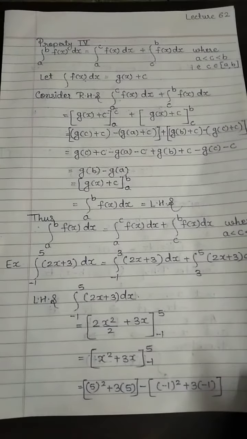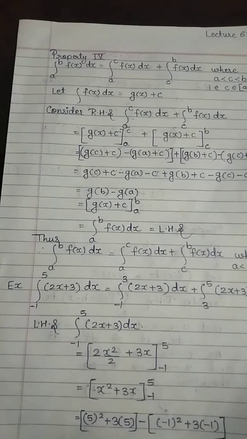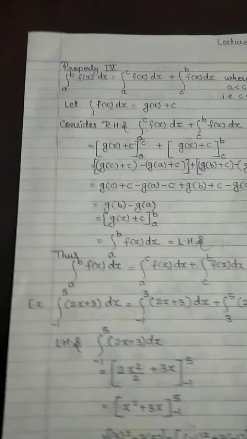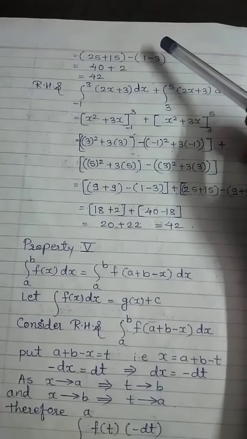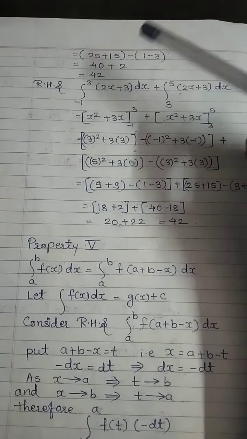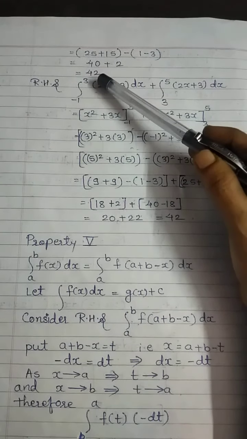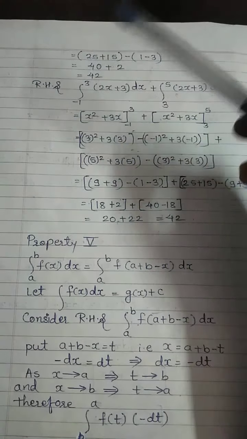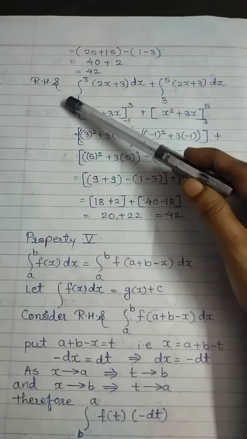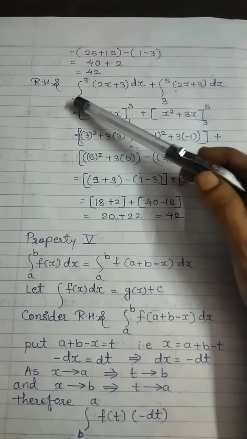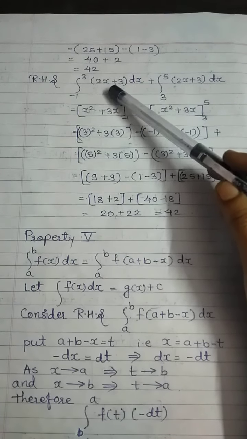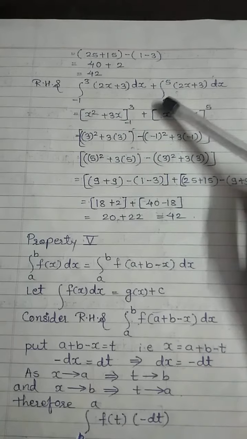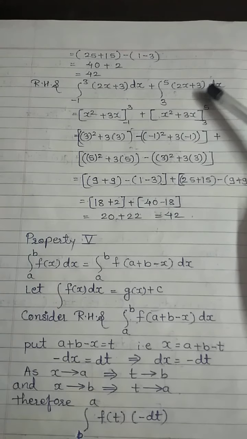Now after simplification this, we will get 25 plus 15 minus 1 minus 3, that is 40 plus 2 is equal to 42. Now suppose we simplify the RHS, then RHS is integration minus 1 to 3 2x plus 3 dx plus integration 3 to 5 2x plus 3 dx.